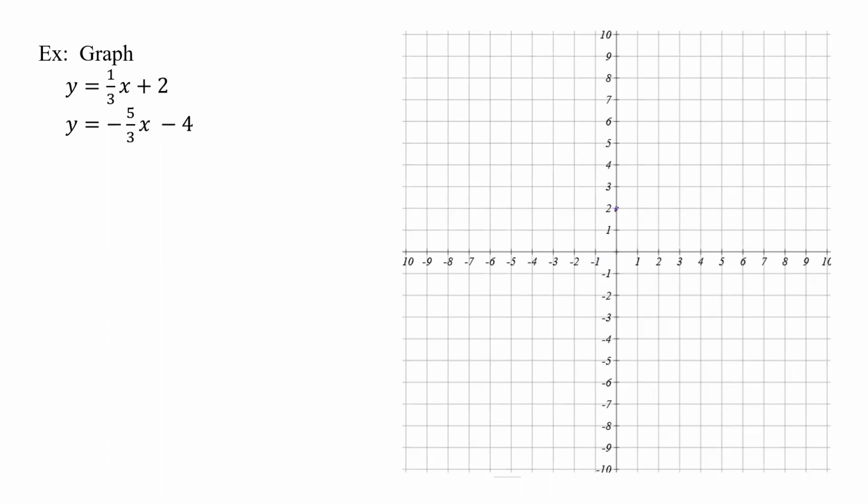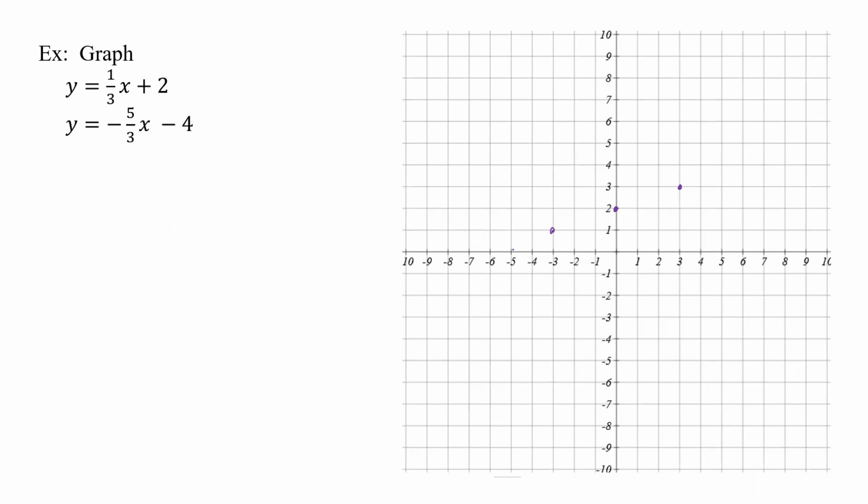So that's going to be my first point. And then I'm going to go up 1, right 3. Up 1, right 3. And then maybe I can go down 1, left 3, and I can do that as well. Okay. And so I think from there, maybe that's enough to draw this line.